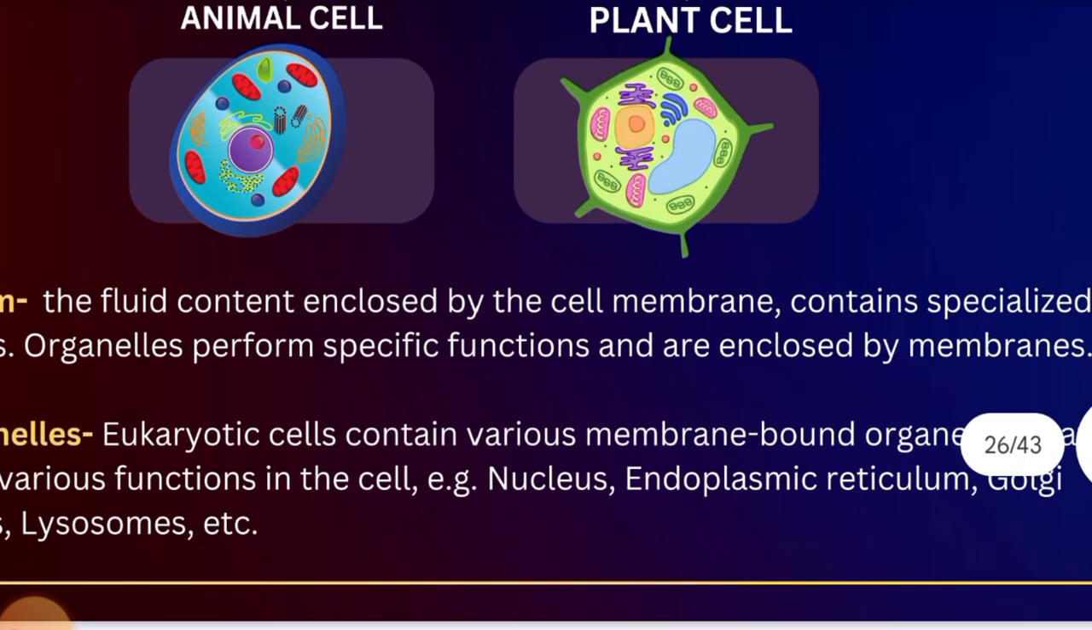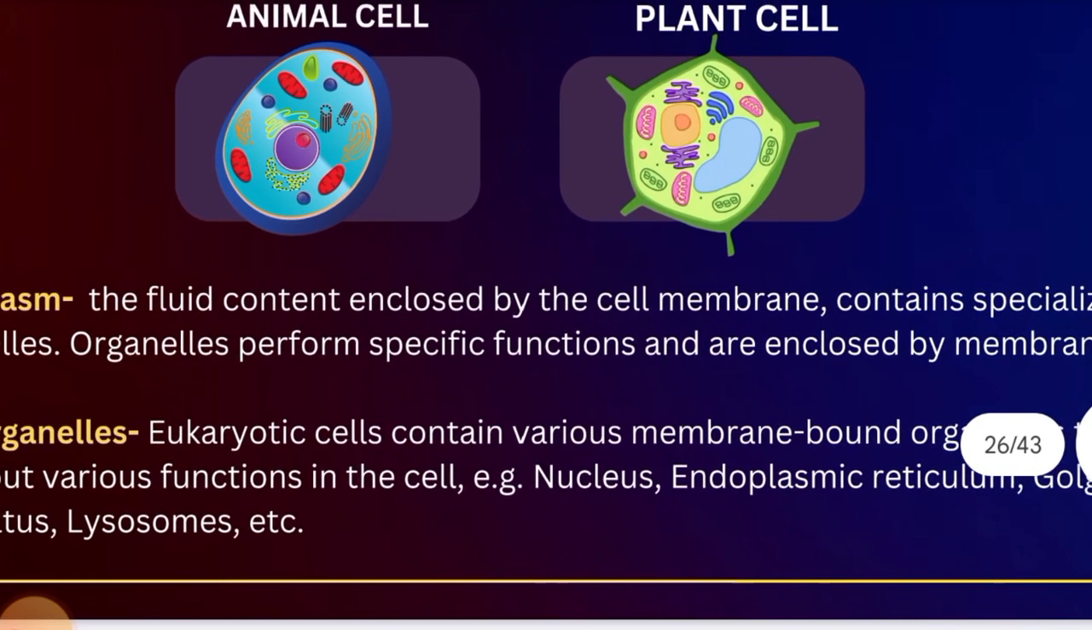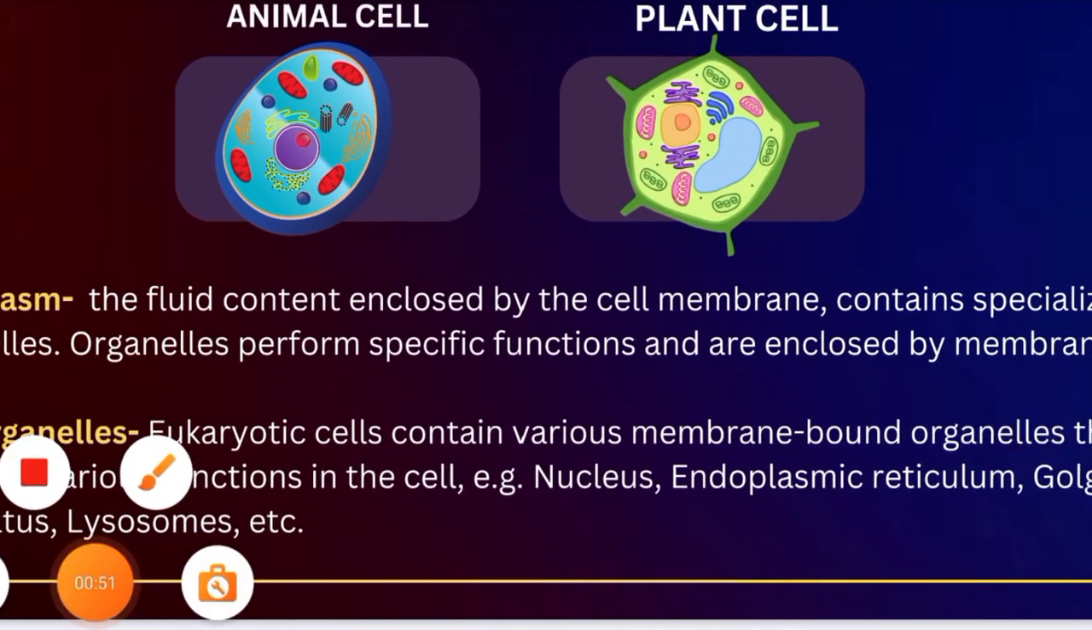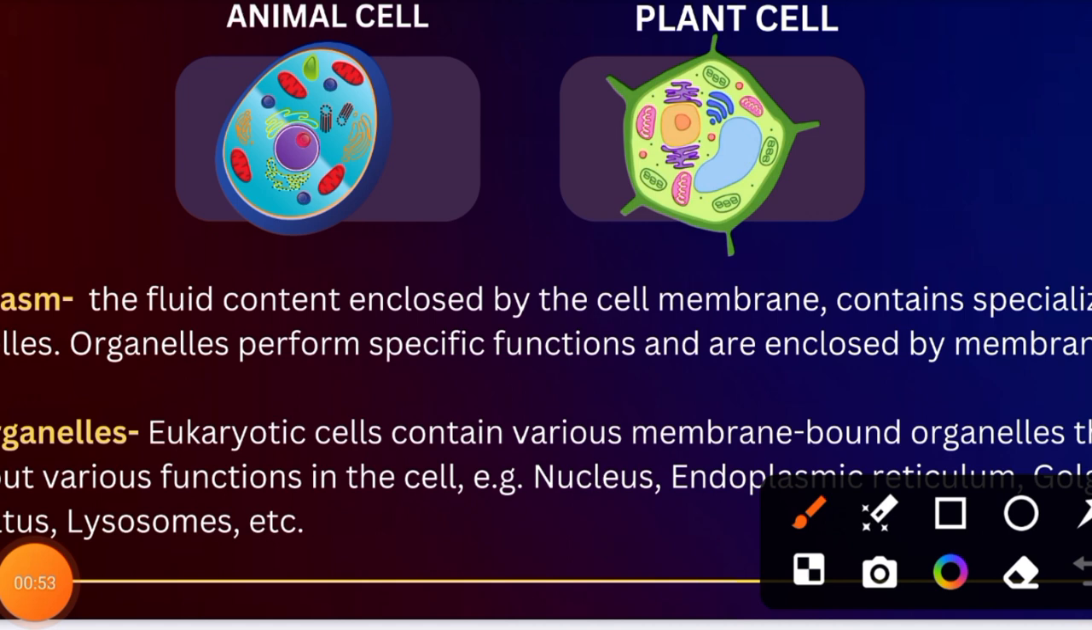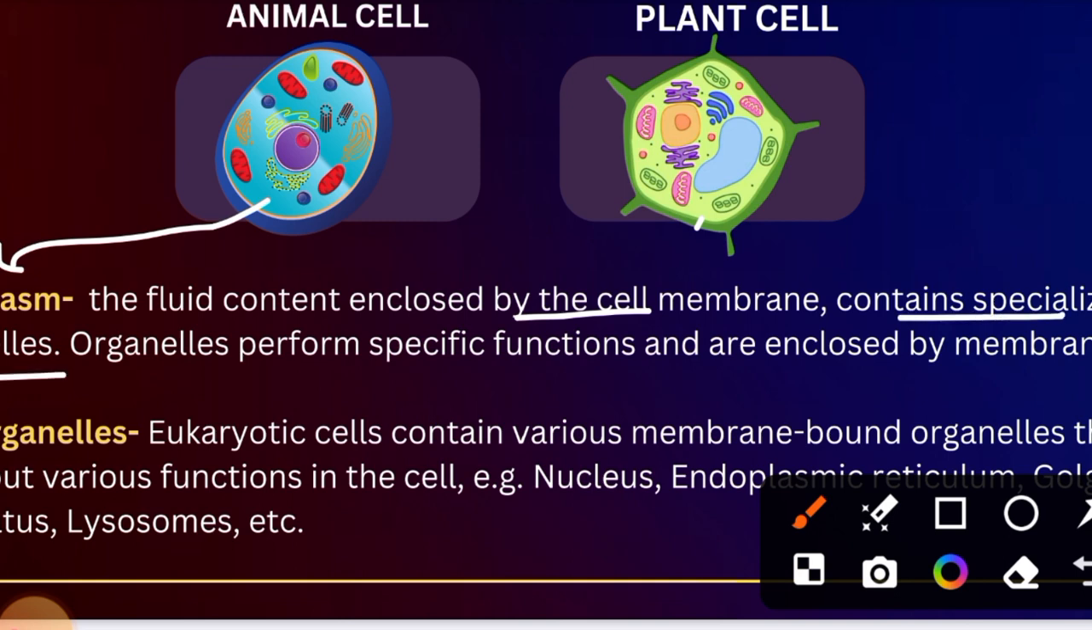First, cytoplasm. What is cytoplasm basically? Cytoplasm is a fluid content enclosed by the cell membrane. Here you can see it is blue in color and here it is green in color. This is known as cytoplasm. It contains specialized organelles. Organelles means organs, like we have human organs inside our body, like the liver and stomach.